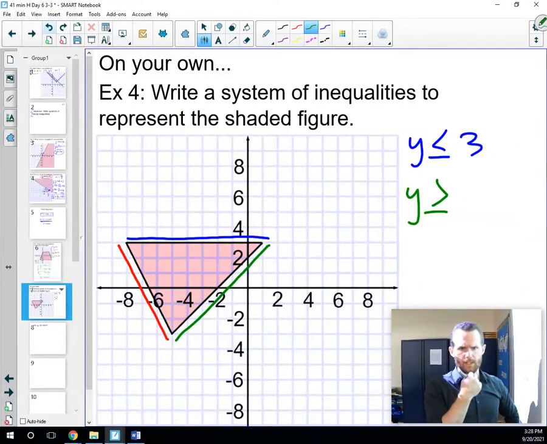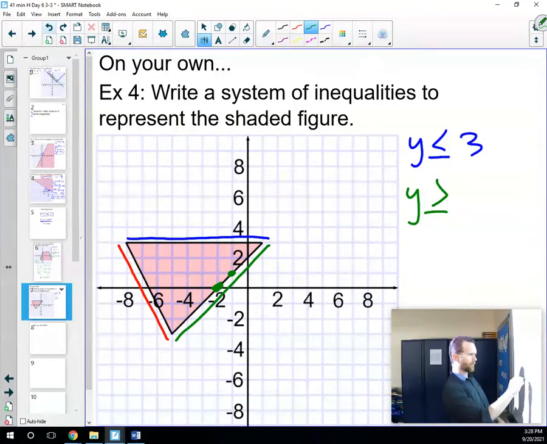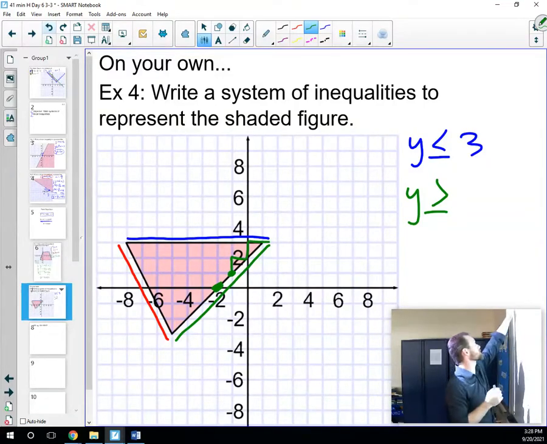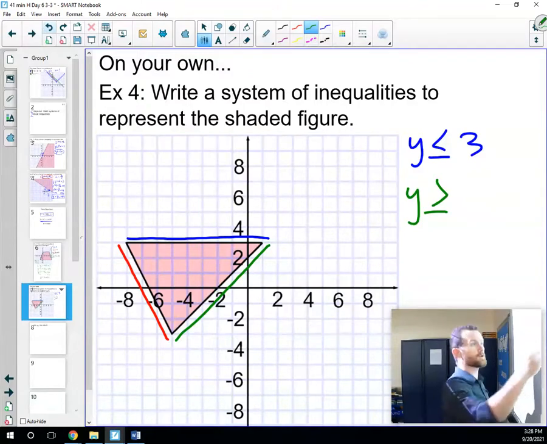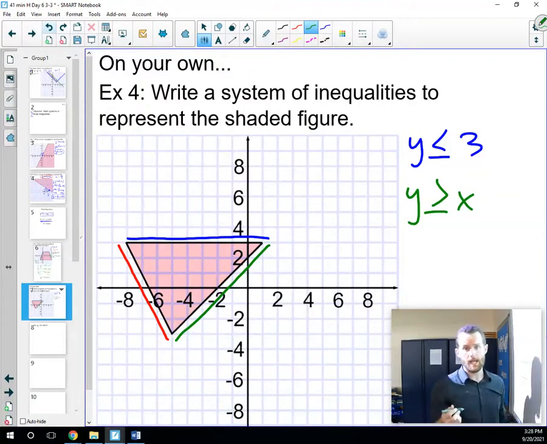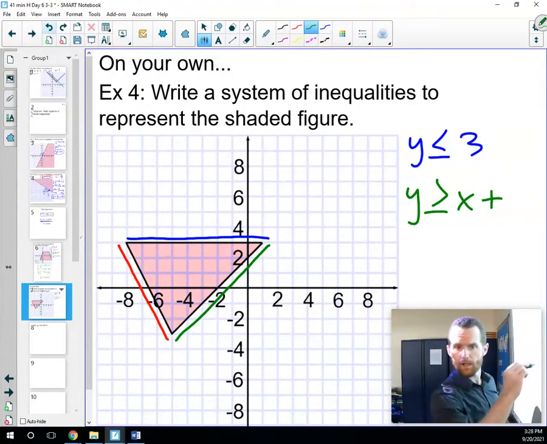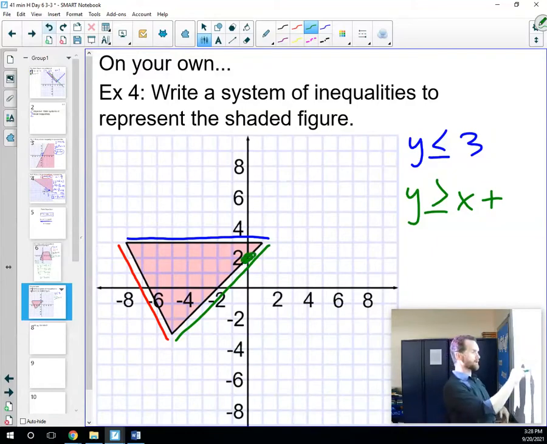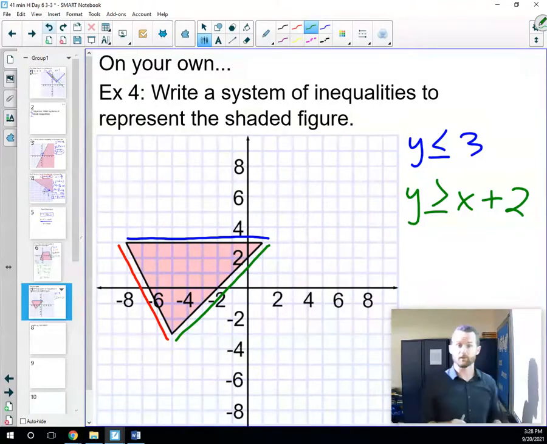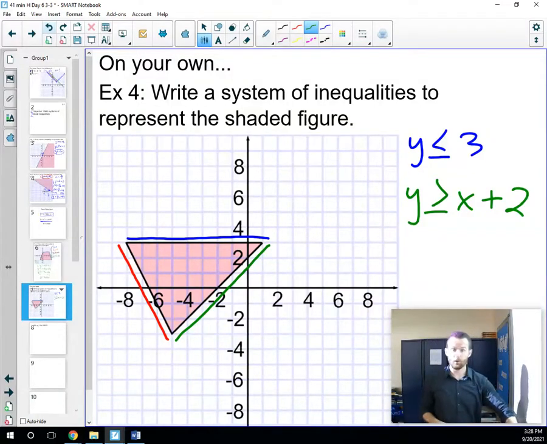Let's find the slope. That looks like a good point. It's just up 1 over 1, up 1 over 1, up 1 over 1, which means the slope is 1. So we just put x for mx. And plus b, the y-intercept we see right there is 2. So it's just y is greater than or equal to x plus 2. Just one more to go.